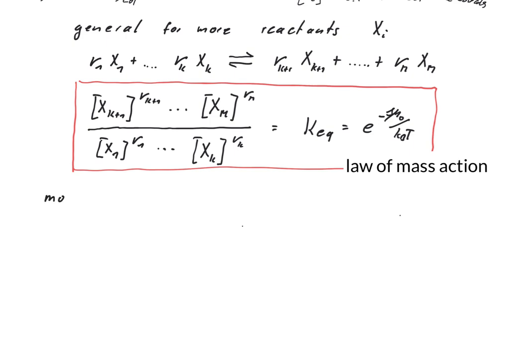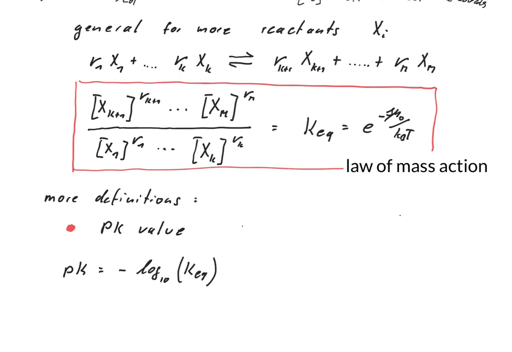Now, there are still a few more definitions that you will find in literature. So not all the people will talk about the equilibrium constant, but rather its logarithm. And here in particular, the logarithm with the base 10. And then it's called the pK value, and pK is equal to minus log 10 of the equilibrium constant.